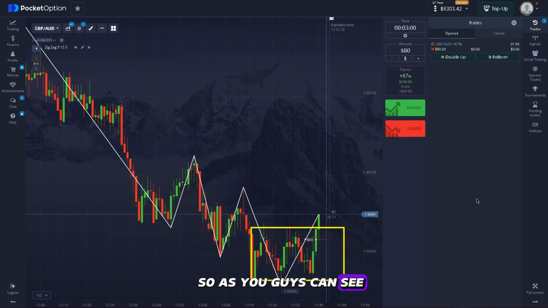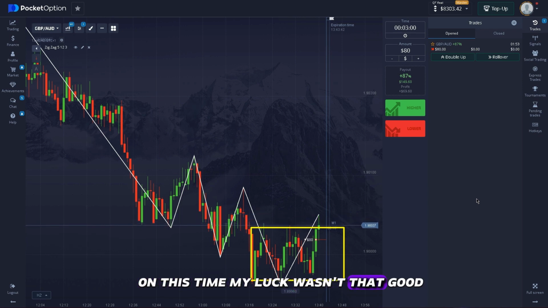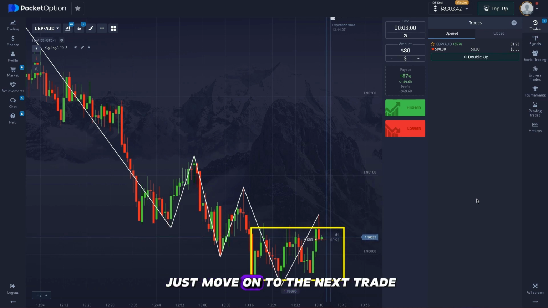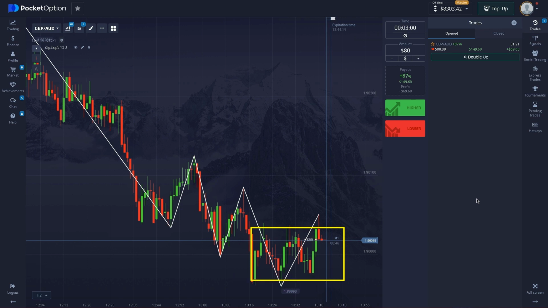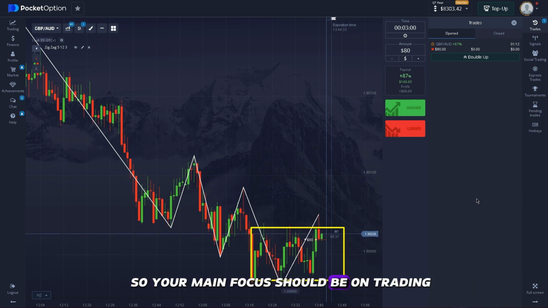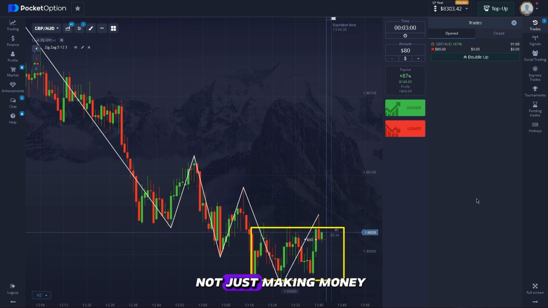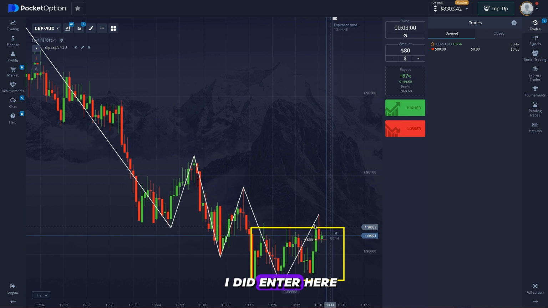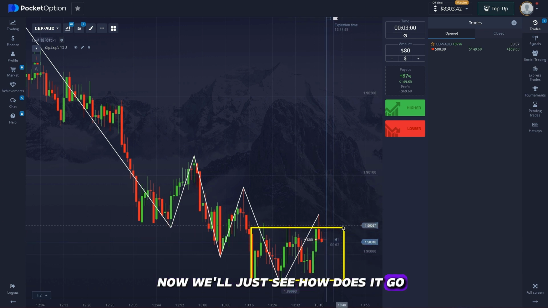So as you guys can see, this time my luck wasn't that good, and it is kind of breaking out. If you take some trades like this and you lose the trade, just move on to the next trade. Don't try to recover your trade. You are here to trade, not to make money. Making money is a byproduct of your good trading, so your main focus should be on trading, not just making money. I should have just entered here, but never mind, I did enter here. Now we will just see how it goes.